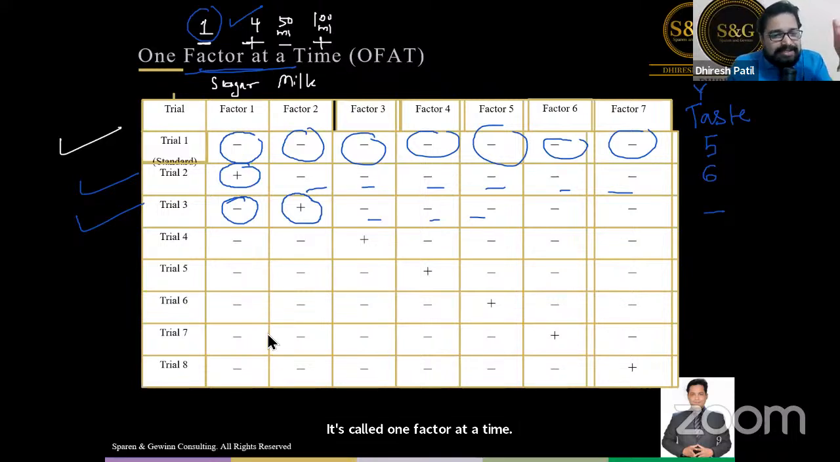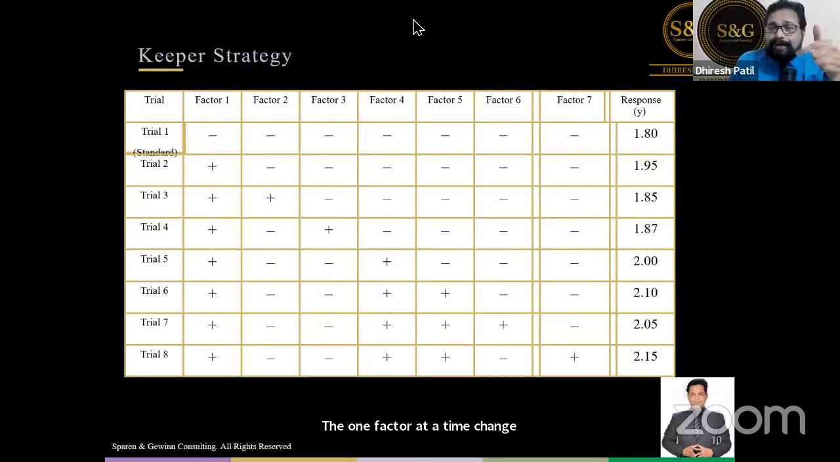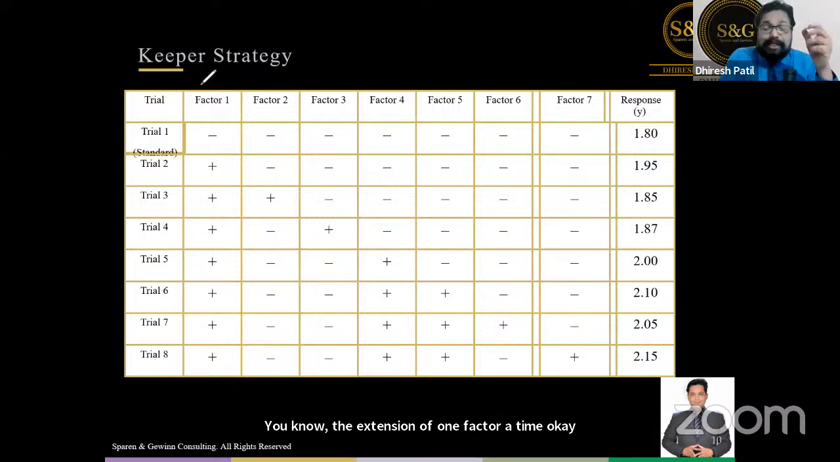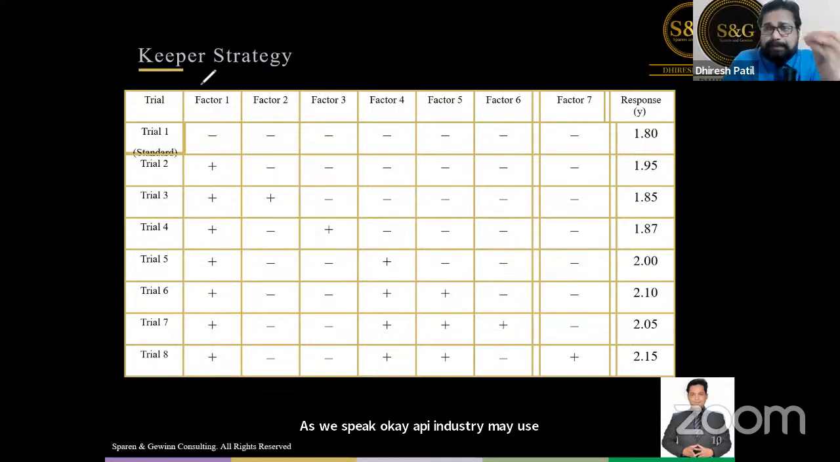Now, as the days passed, one factor at a time changed into the keeper strategy. What is the keeper strategy? It is nothing but the extension of one factor at a time. Yes, in chemistry labs we use it, even in pharmaceuticals, a lot of pharmaceutical companies still use one factor at a time as we speak. In the API industry, in pharma, in chemistry, in many industries, one factor at a time is still being used.